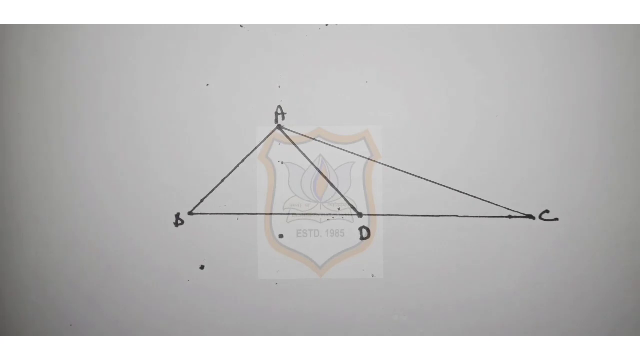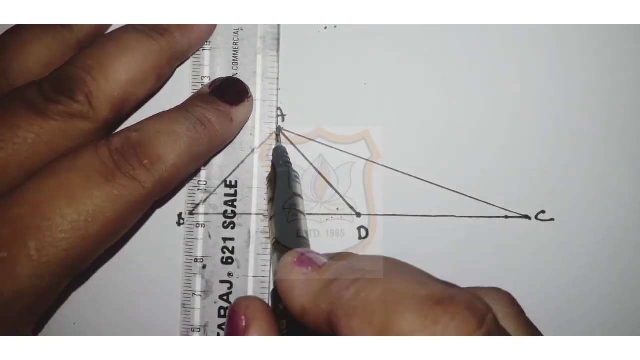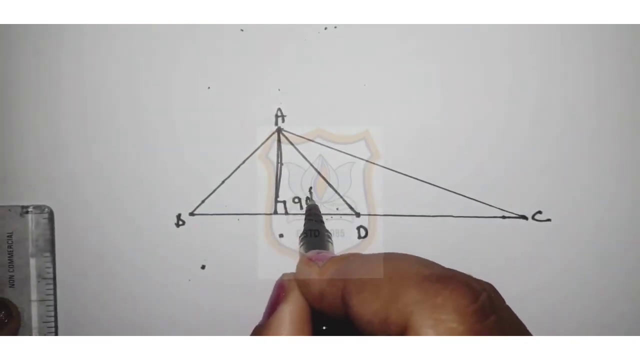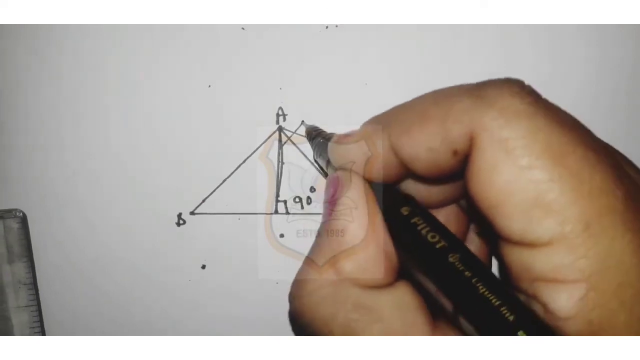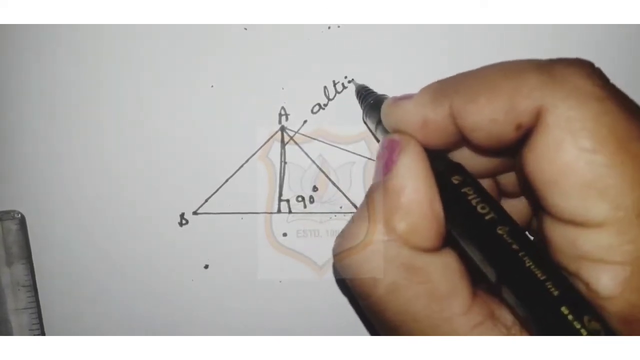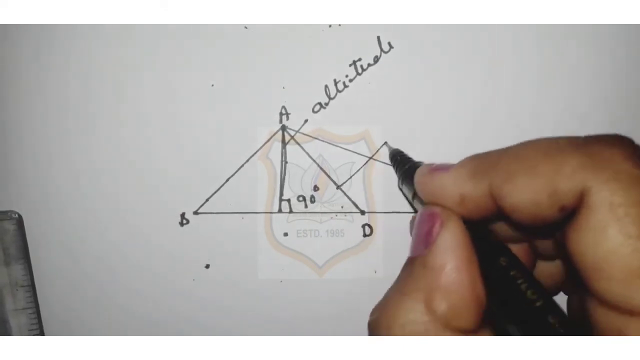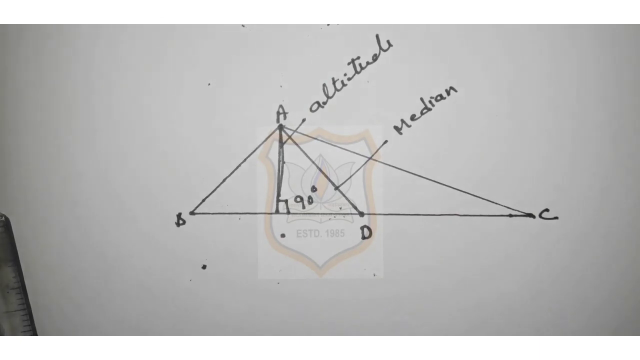But an altitude does not do it. It just forms a 90-degree angle to it. This is called an altitude. So students, this is the altitude, and this one is the median. I think you must have understood the difference between altitude and median.